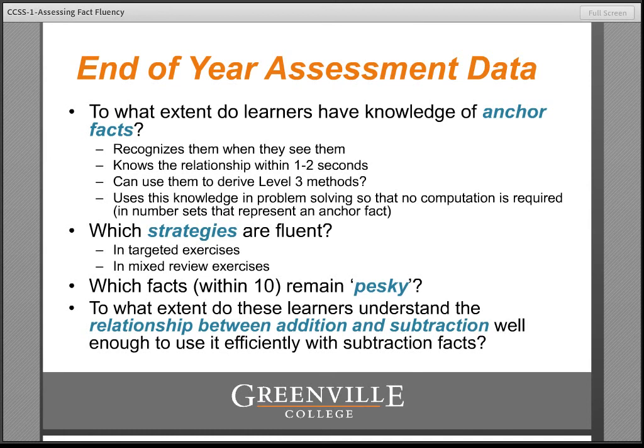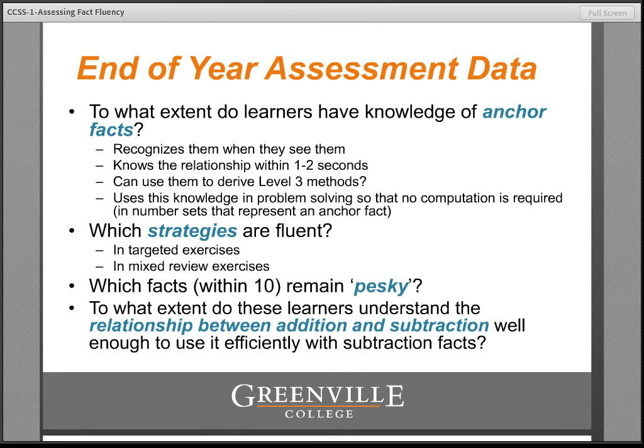Anchor facts should be held to a higher standard of efficiency than all other facts, since they have to come to mind very quickly if you're going to use one as a base fact to develop a strategy. So really the students should know these very quickly, within 1 to 2 seconds. The teacher might also want to know to what extent they're able to use them to derive a level 3 method, which strategies are solid already, because they have to continue that work with level 3 strategies.